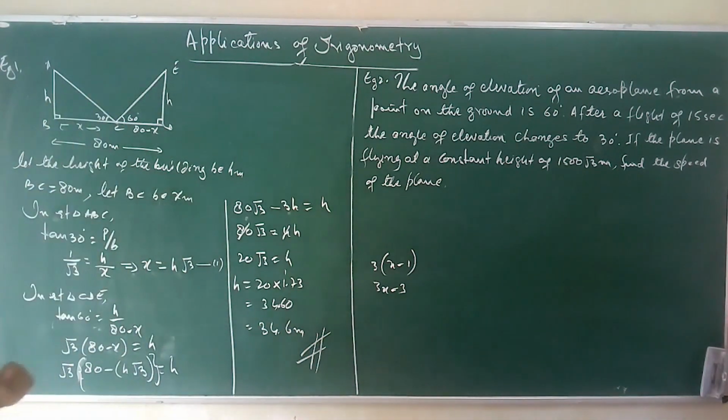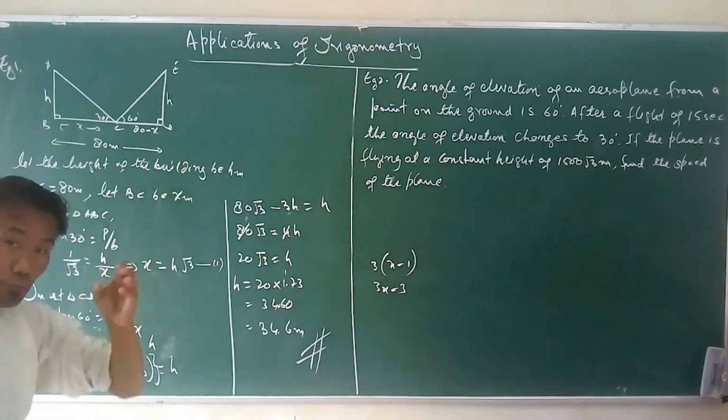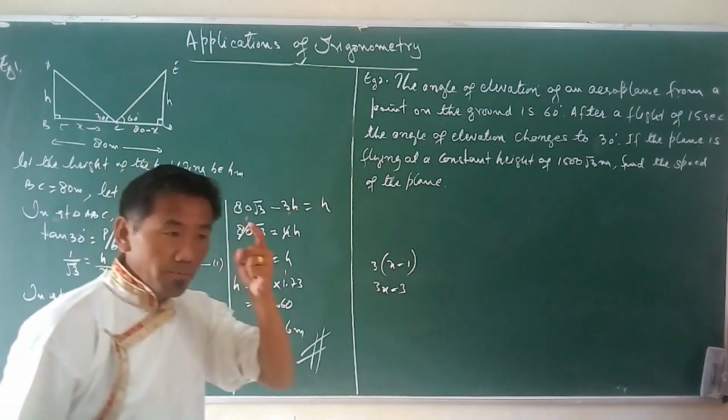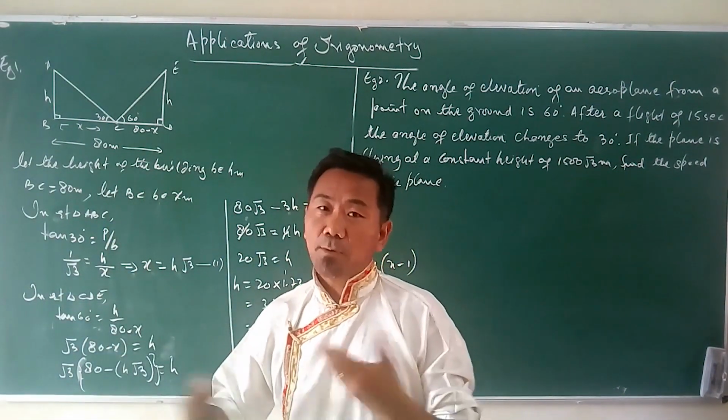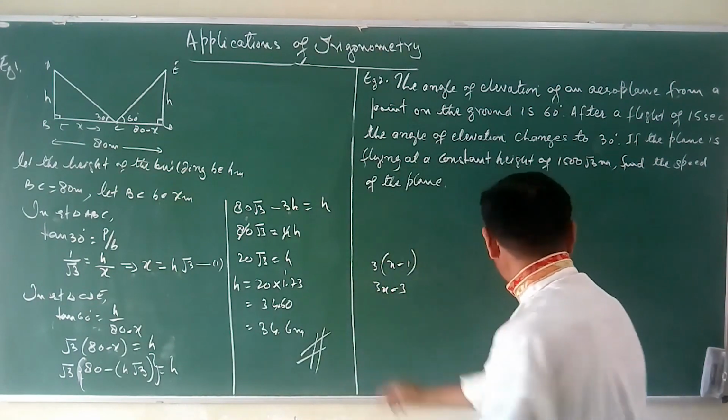The height of this building is 34.6 meters. The next issue, the ratio of the triangles, the ratio should be given. So this is my first example.